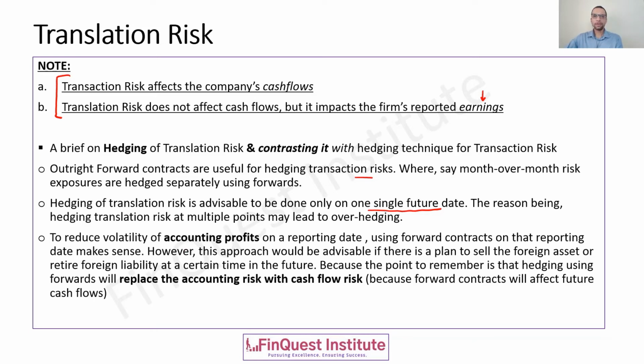So that way, having a very, very well thought out and well planned approach as to how exactly we want to handle foreign assets, be it selling of a certain foreign asset or retirement of a foreign liability, that plan should be in place so that things happen smoothly subsequently, and the firm is not unnecessarily exposed to any subsequent cash flow risks. So this is a brief on hedging of transaction risk and how exactly we can differentiate or contrast this with the hedging techniques for a translation risk.